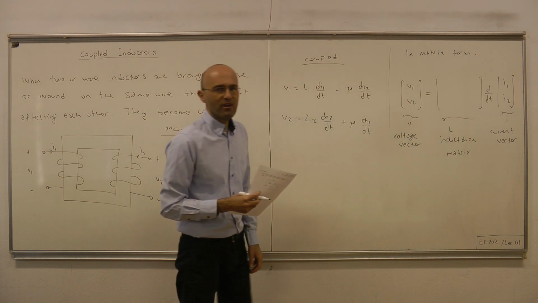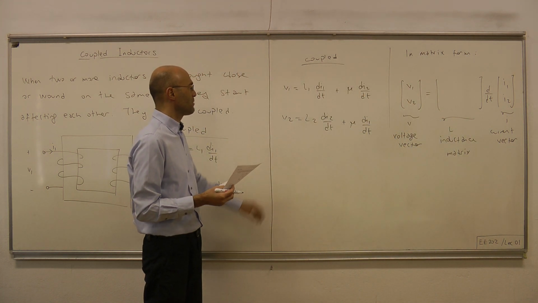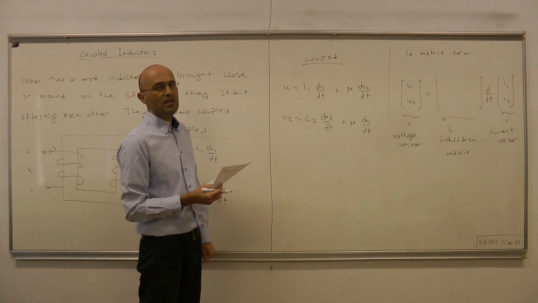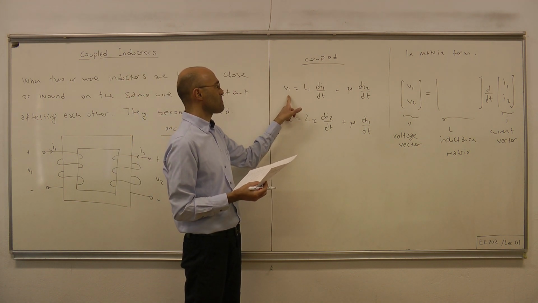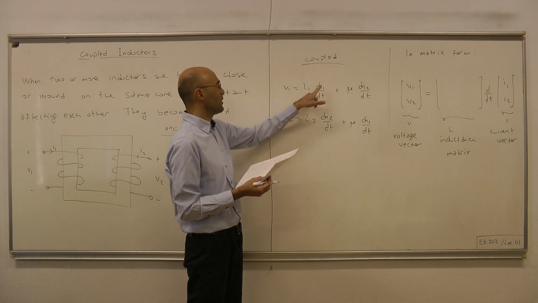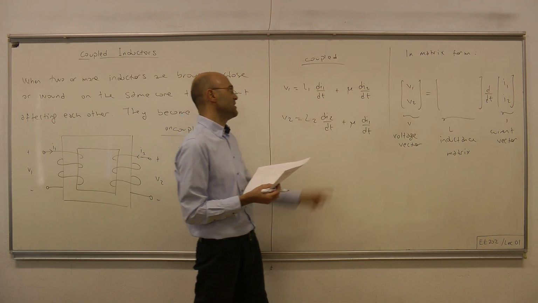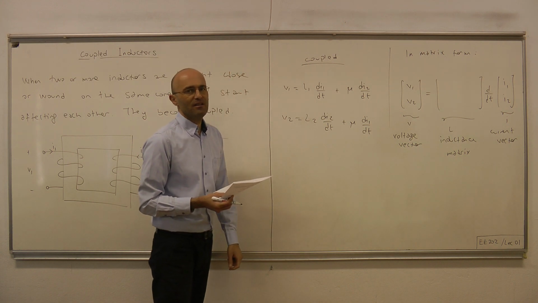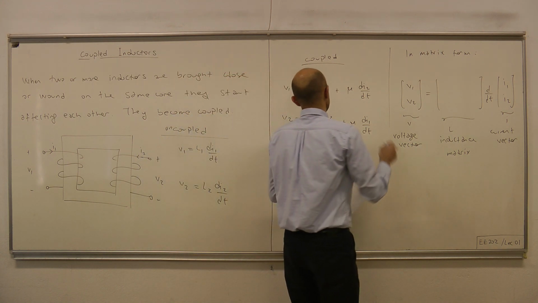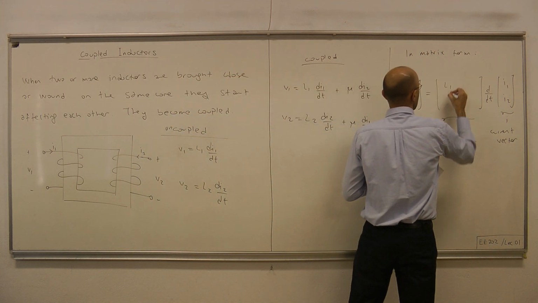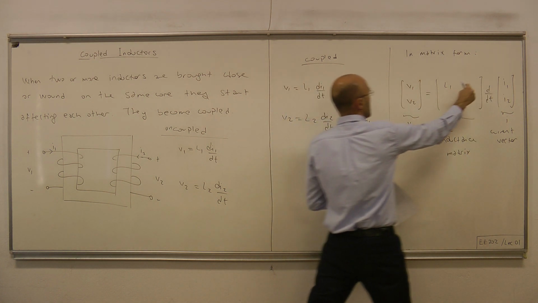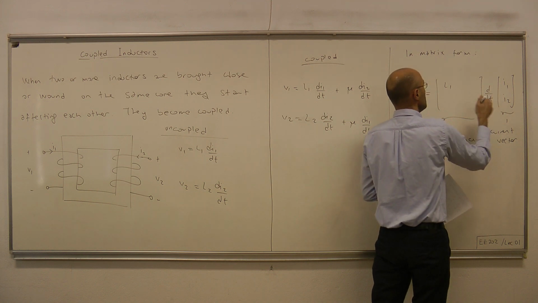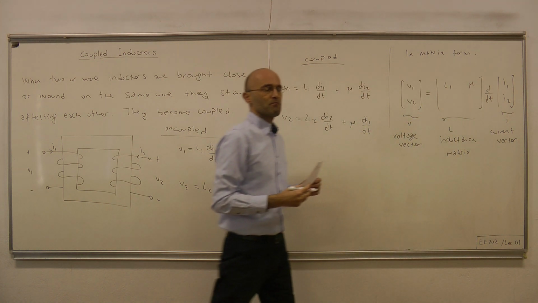Let's fill in the entries of the inductance matrix by looking at these two individual equations. For V1 we have L1 times dI1/dt plus mu times dI2/dt. Therefore L1 should appear here, L1 times dI1/dt plus mu times dI2/dt. This is mu.